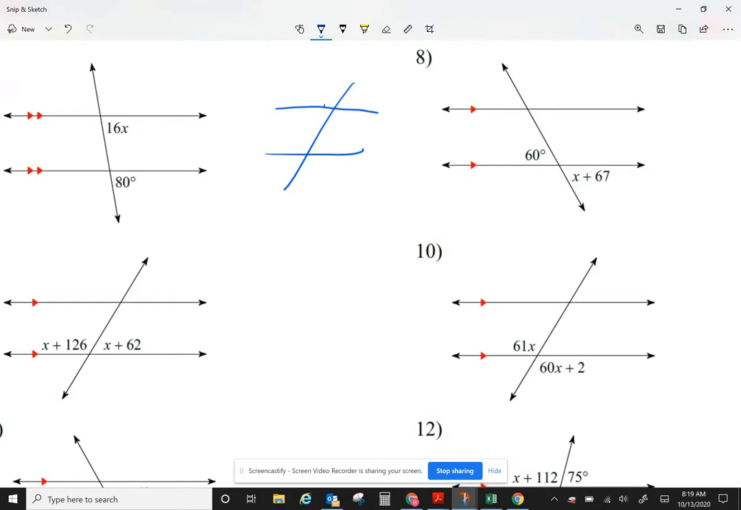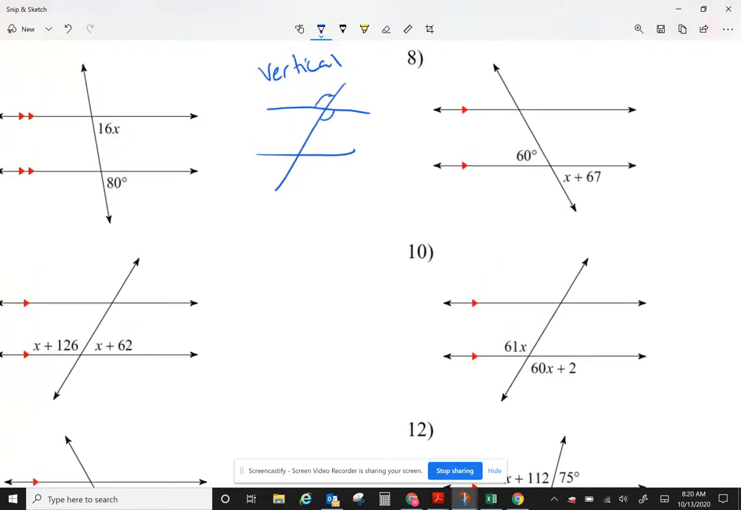So for example, this angle with this angle, right? They're on the same corner, but they're opposite from each other. The only thing that they share is 1 point. That's what we call vertical. Vertical angle theorem says we let those two angles equal each other.